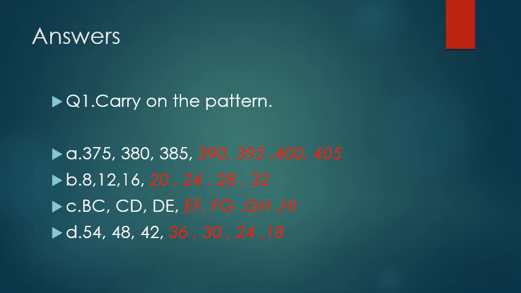So children, we see that in each step on adding 5, we get the next number. So the next four numbers are 390, then 395, the next number will be 400 and the last number will be 405.